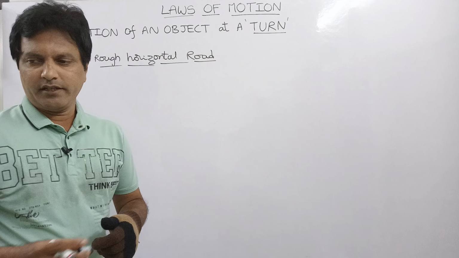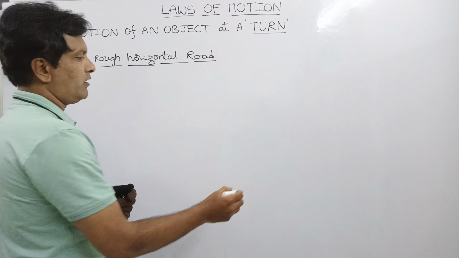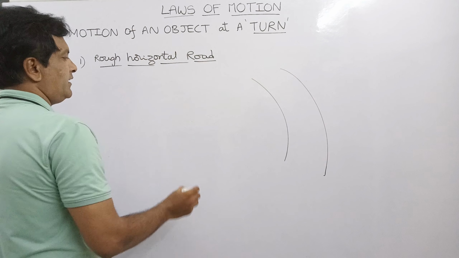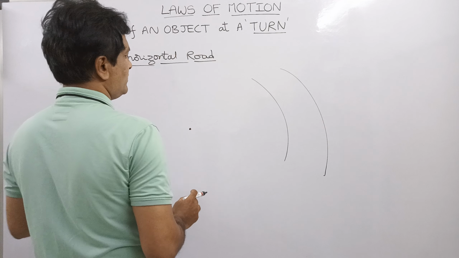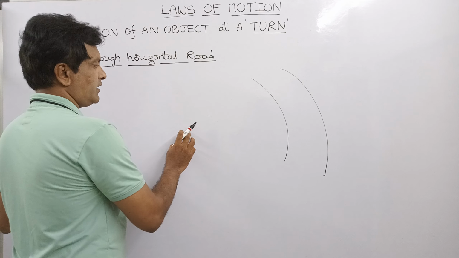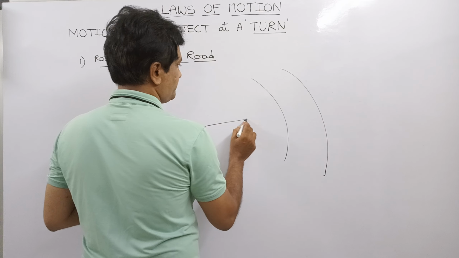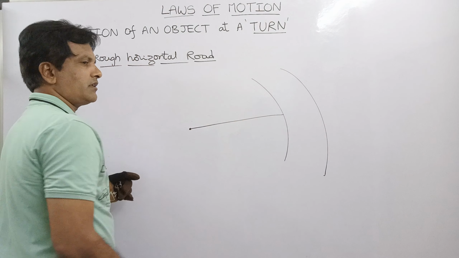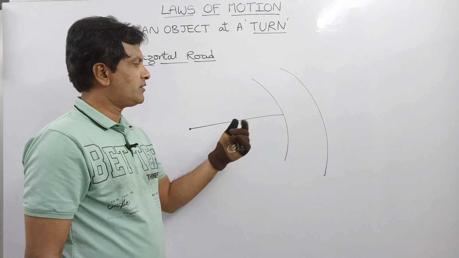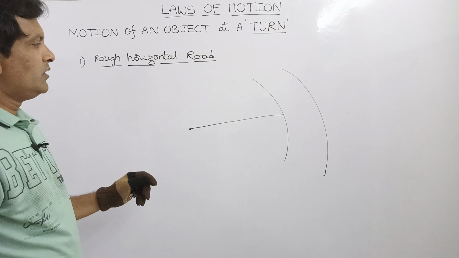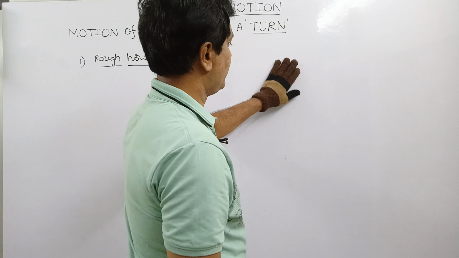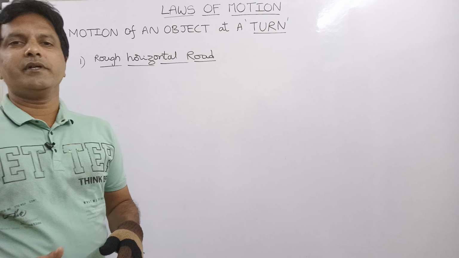Generally we see when an object is in a turn or in a curved path, there will be a radius of curvature. That means if the curve is extended as a circle, the center of the circle has a distance from the curve, and this is called the radius of curvature, the distance from the center of the circle to the curve.